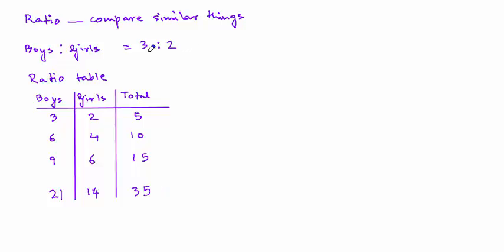There are 3 different ways to write a ratio. We could write 3 colon 2, or as a fraction 3 over 2, or simply 3 to 2. And note that the order in which you write the numbers does matter. 3 over 2 is not the same as 2 over 3, and the ratio of boys to girls is 3:2 means that the ratio of girls to boys is 2:3.